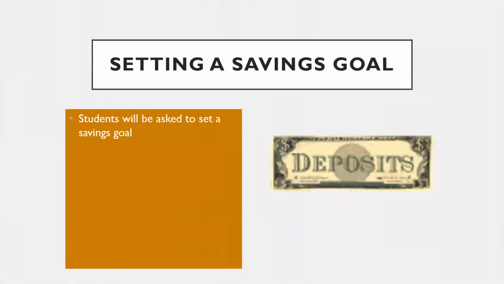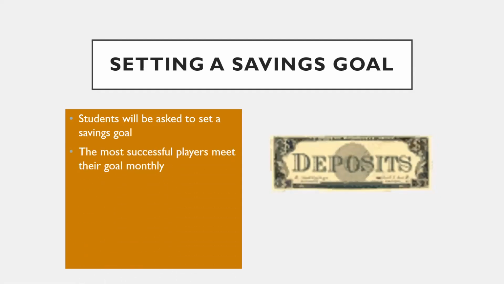This is the key too. I told you about this before. The kids also are going to be asked to set a savings goal. And again, you want to set something that is reasonable, something that's attainable, right? If you want to be successful, you meet your monthly goal. So you don't want to set something that's too far out there.